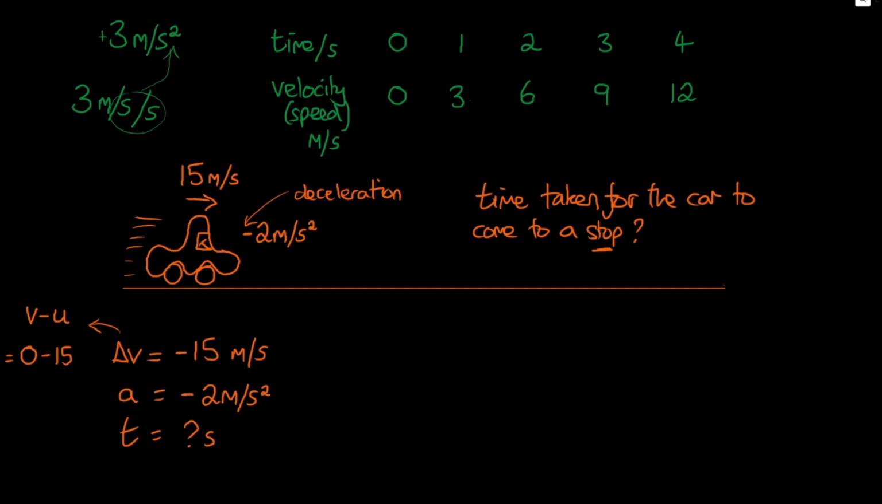So there's our data list. Always a great way to start with calculations. Make sure you put the units there because we may have needed to convert if, say, there were units which were not consistent, like kilometers, for example. And now let's look at the equation. So a is the change in velocity or change in speed divided by time. Let's put the numbers in. Minus 2 is equal to minus 15 divided by time, t.